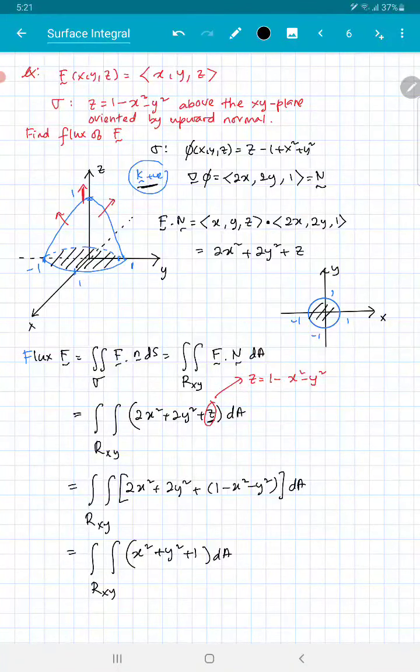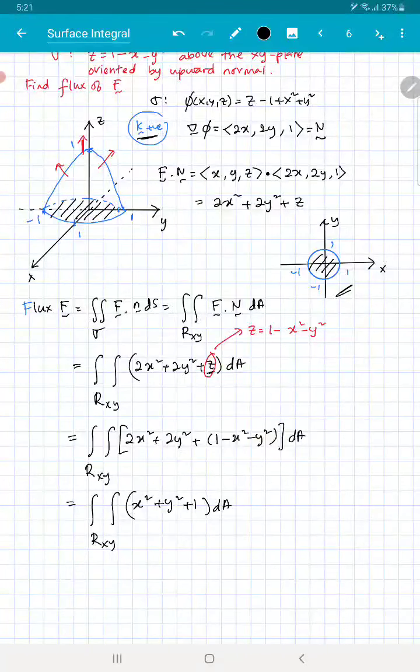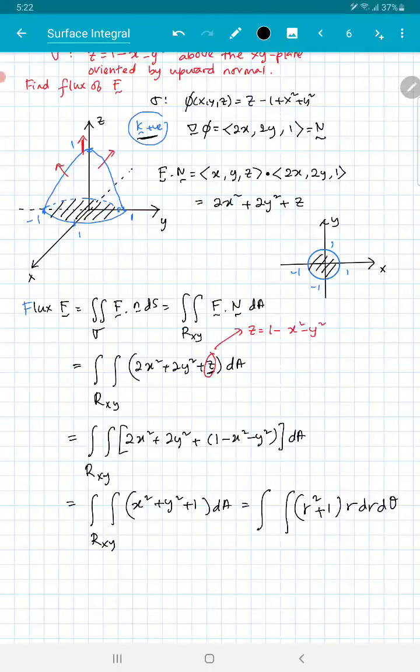So now we're back to the double integral. Referring to our region R here, we can see we have two choices, either Cartesian or polar. But since our region is a circle, we're going to use polar. So using polar, x squared plus y squared will be replaced by r squared. 1 is still 1. And dA is r dr d theta.